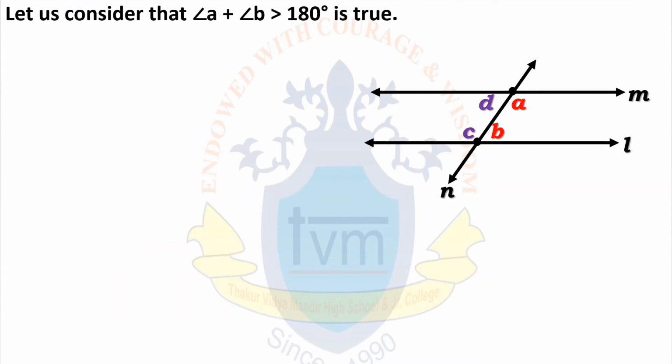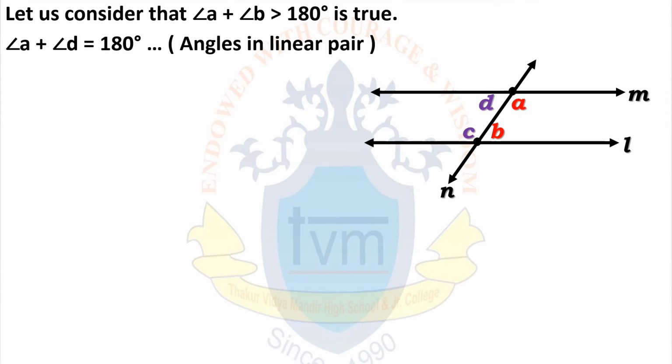Now we'll consider the second possibility, that is, angle A plus angle B is greater than 180 degrees is true. Okay, what I have taken: angle A plus angle B is greater than 180 degrees is true. Now we are talking about the second possibility. So look at this figure. Angle A and angle D form a linear pair, so the sum of these two angles is 180 degrees.